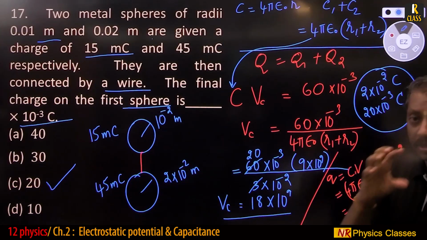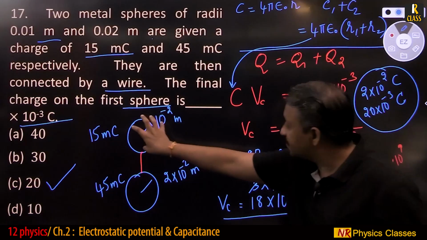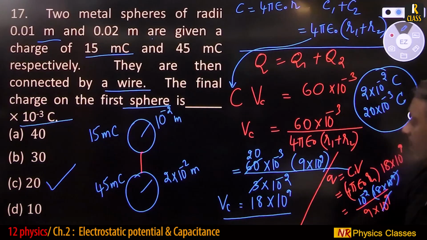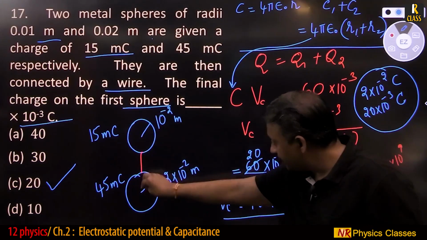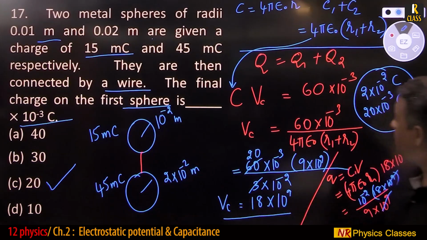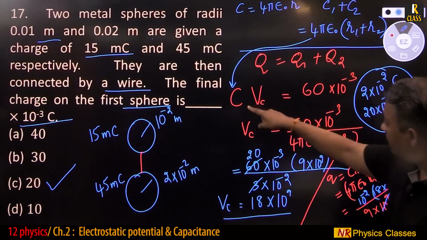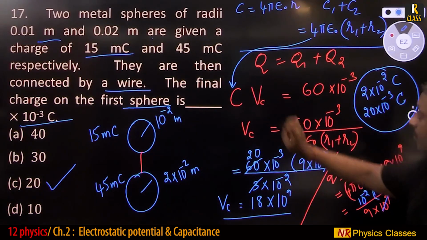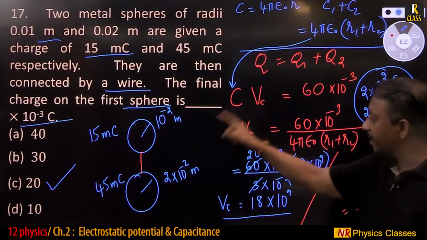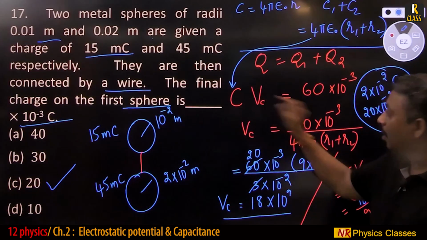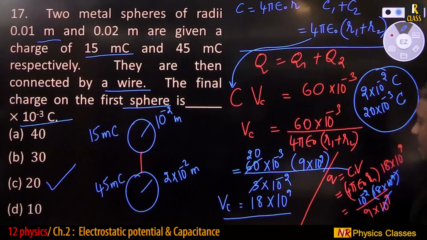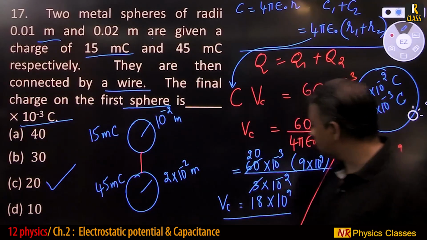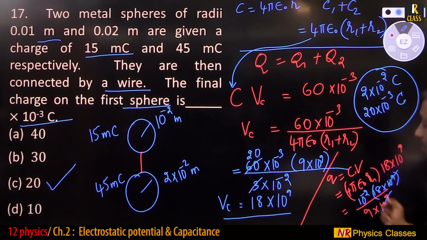So here a few concepts are involved. First, the capacitance of a spherical conductor is this. Second concept: if two conductors are connected by a wire, then the common potential is found out by taking Q equal to Q1 plus Q2. Total charge is effective capacitance into common potential. Then third, how to find the charge on each conductor? The charge on each conductor is Q equal to CV. So this is the procedure. Okay.